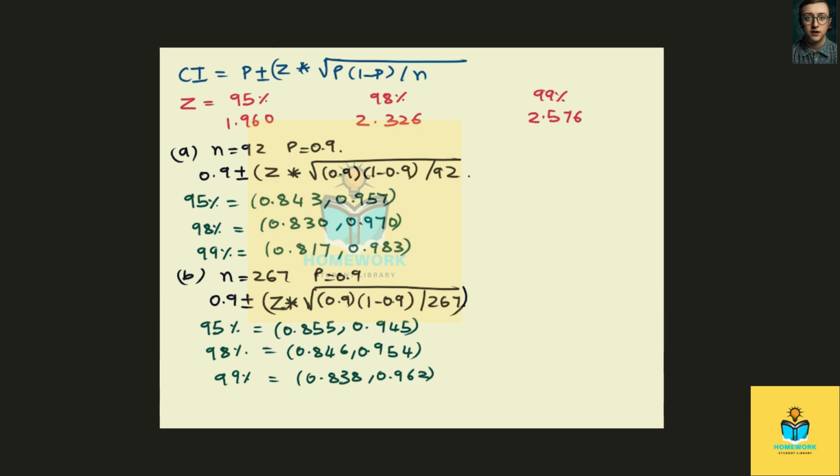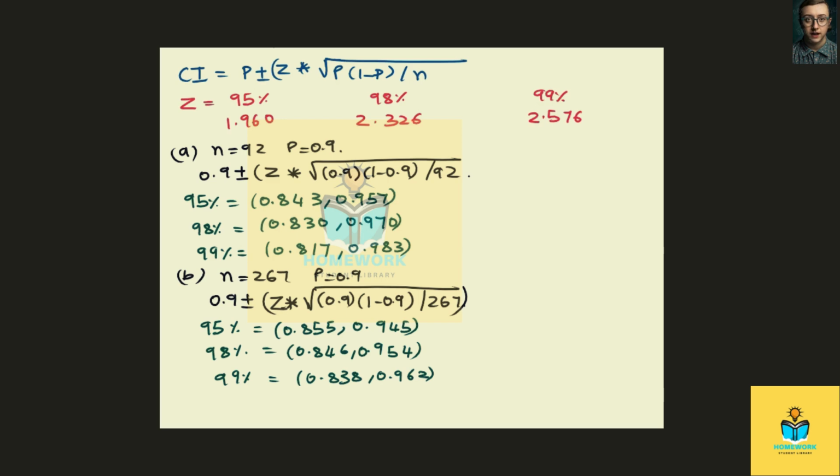As per the given question, this is the formula for the confidence interval that we have to find. This is the standard formula, and we have different Z values for 95%, 98%, and 99%. These are the standard tabular values. So the Z value differs for each different confidence interval.